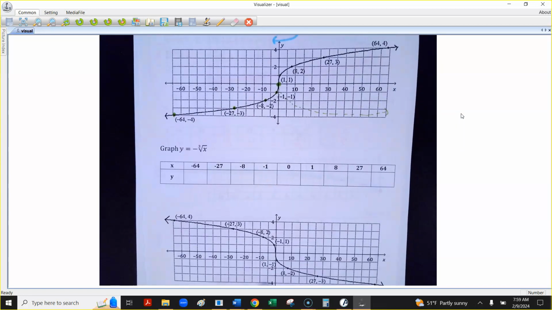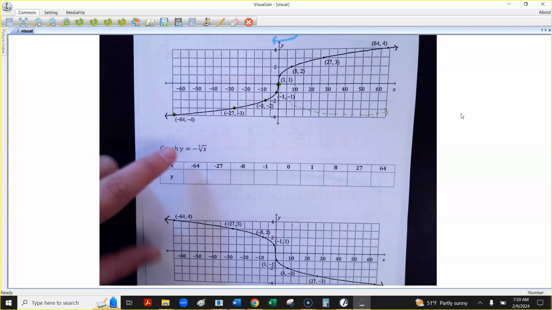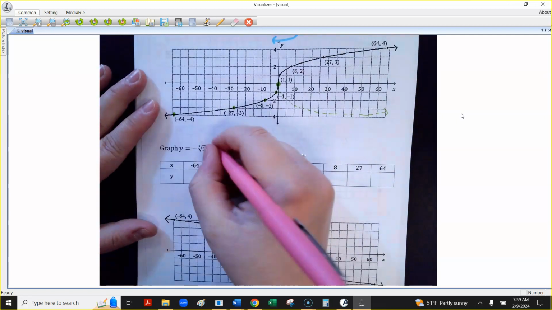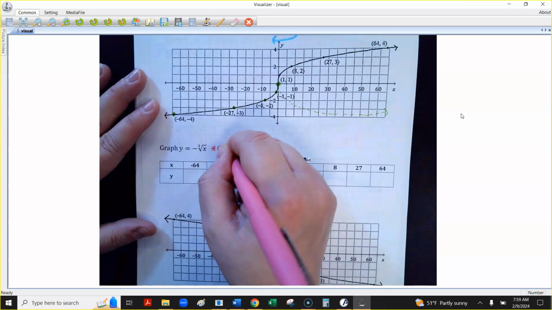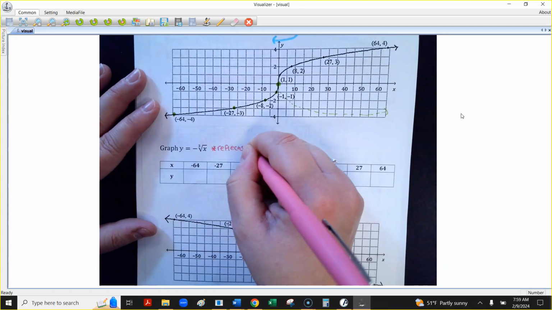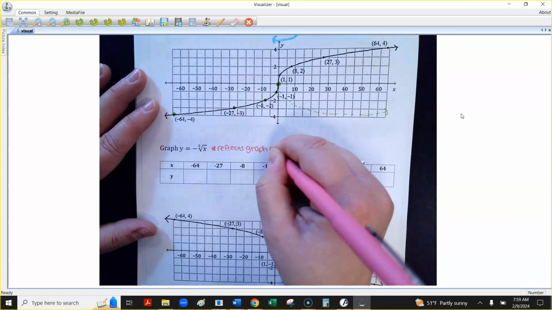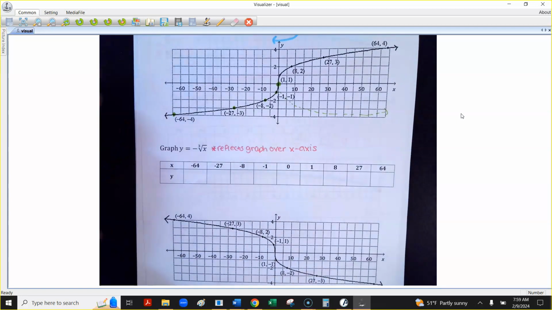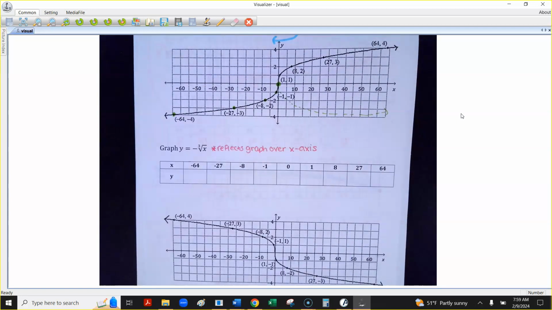If you put a negative in front of this, what it does is it flips. I'm going to show you both at once. If you have a negative in front of your operation, which I do here, I'm going to write this down. What that does is it reflects your graph over the x-axis. That's true for any type of function. If you have a negative out in front of your operation, it's going to take your original graph like we just looked at, and it flips over the x-axis.